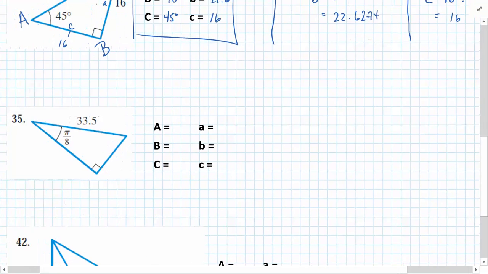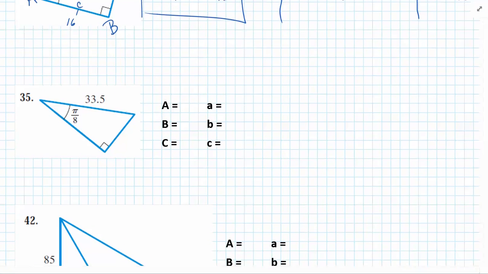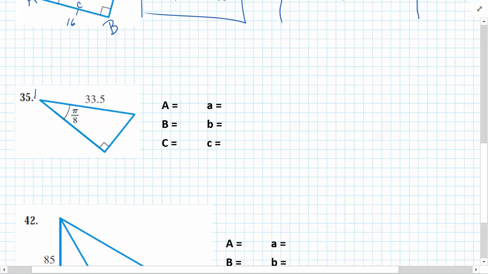Let's do the same for number 35. Let's call this one angle A. That's in the left-hand corner. Now, it's not in the bottom, but it is on the leftmost side, so I'll call that A. I'll call this one B and this one C. Therefore, that makes this side length A, this side length B, and this side length C.